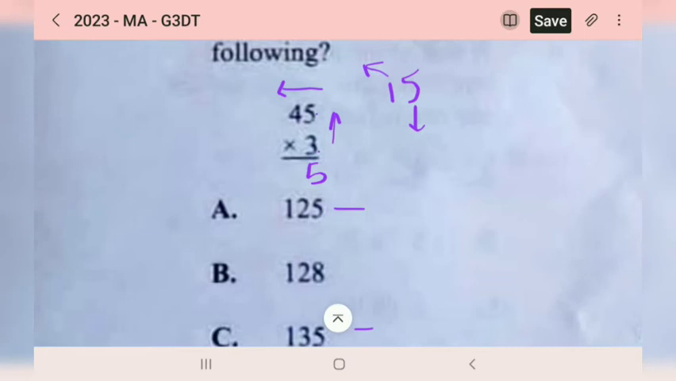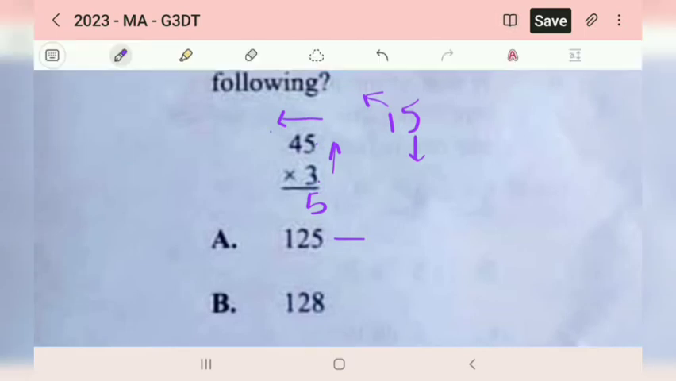So 1 is renamed. Let's go. 3 4s are 12, plus the 1 that's renamed is 13. So you're looking for 135. That is at C. Good job.